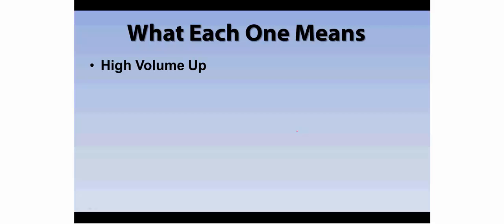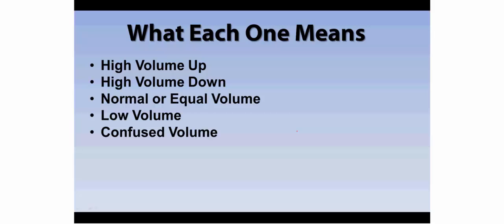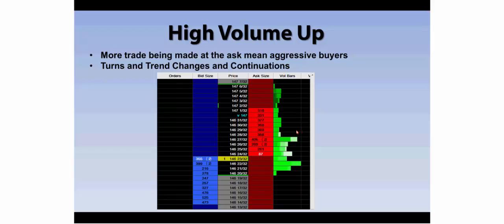So let's talk about high volume up move, high volume down, normal volume, equal volume. Let's go through a high volume up move. When more trades are being made at the ask, that means you have aggressive buyers. So let's just quiz everybody here. Which side do you buy on? Do you buy on side A or side B? When you're a retail trader trading electronically, trading stocks, options, futures, forex, which side do you buy on? Do you buy on the bid or the ask side? A or B when you place your trade?